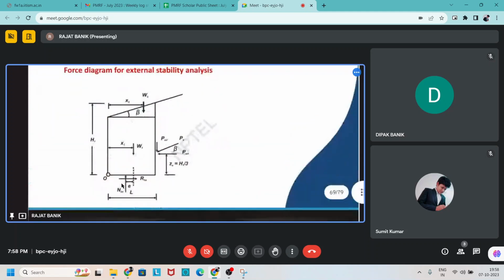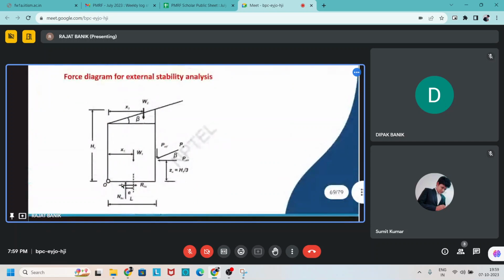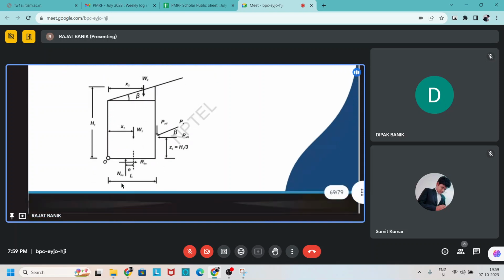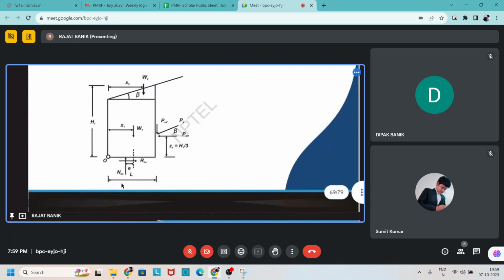Now, the post diagram for the analysis, which we can sometimes call a free body diagram. This arrangement is given, so all the forces are shown in this figure: active earth pressure, below it the reaction force, sliding friction force, and weight of the soil. In this way we find out the active earth pressure.